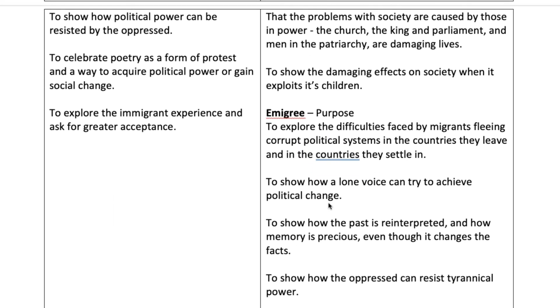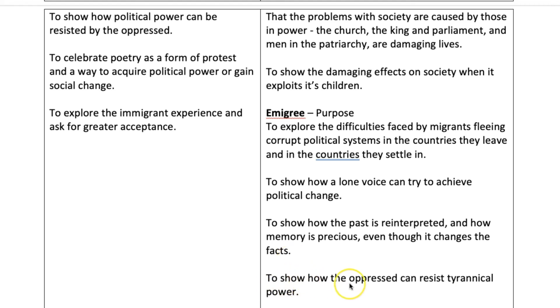And then more things from Emigre to show how the past is reinterpreted and how memory is precious. That's exactly what this is about. It's reinterpreting the past and showing it to us in a different light. Although it doesn't change the facts to falsehoods, it does change the facts in Checking Out My History because it gives us new facts, ones that we didn't know, which somehow now become more important.